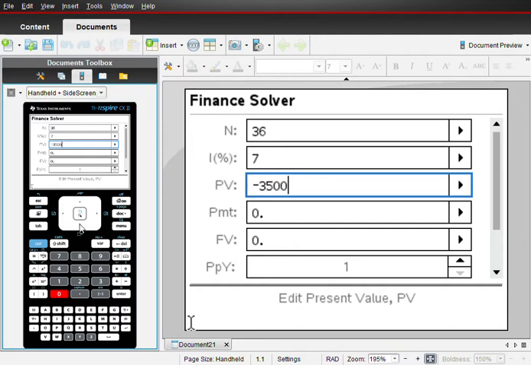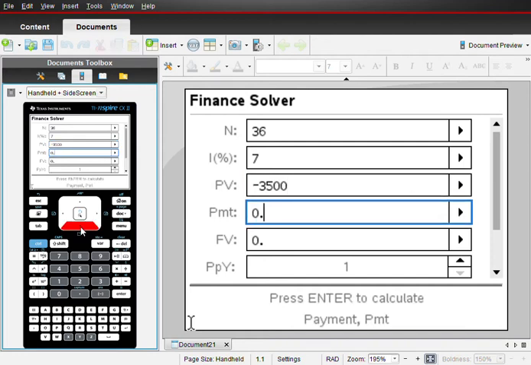Notice I make it negative. On this calculator, anytime you take money out of your wallet, it's a negative number on the calculator. If you receive the money, it's a positive number on the calculator. So in this one, I think I'm just going to make up a simple problem. Let's just say we invest $3,500 for 3 years, the money is compounded monthly, and the interest rate is 7%.